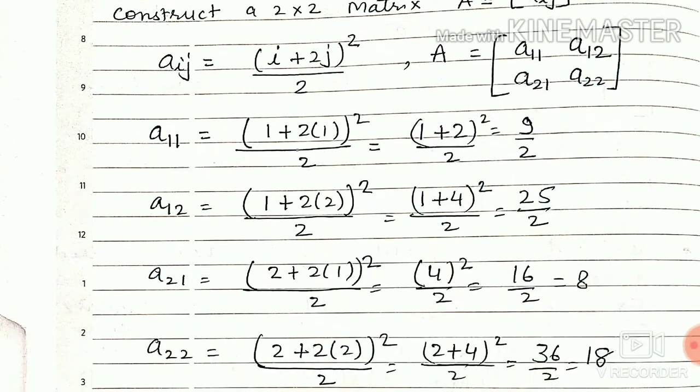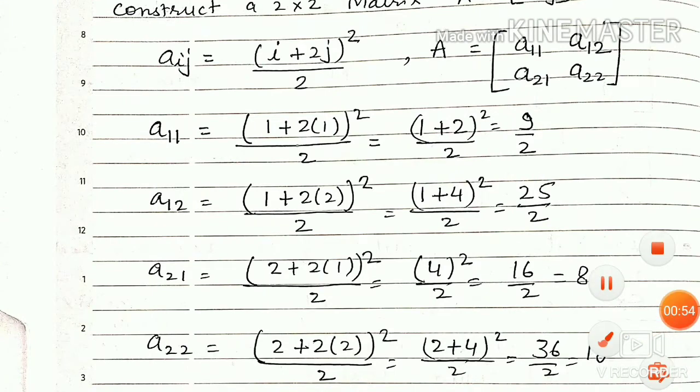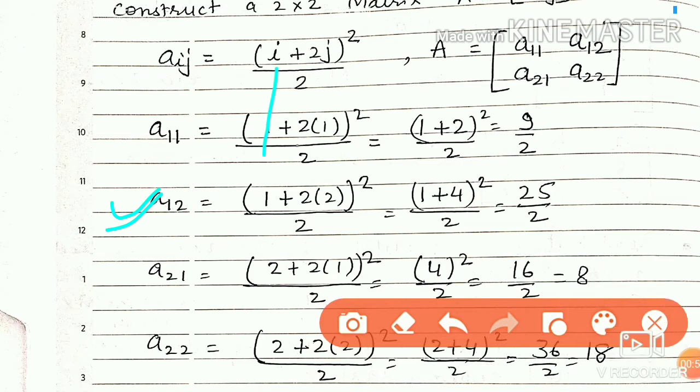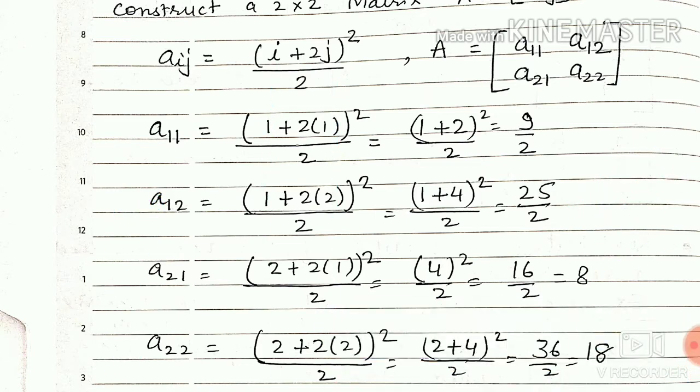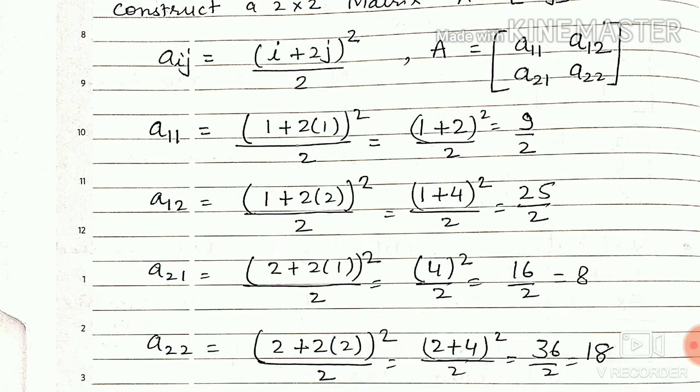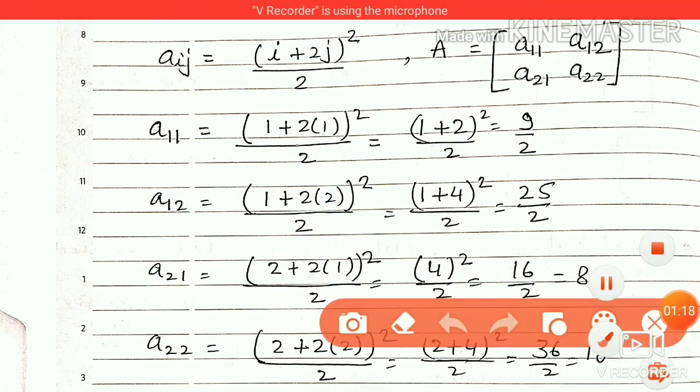Similarly, how can we find A12? A12 also we can find by putting i equal to 1 and j equal to 2, and you will calculate, you will get your answer. Similarly, A21 you can put. How can we put A21? A21 we can put by putting i equal to 2 and j equal to 1 and calculate, you will get the answer 8. Similarly, you have to find the value of A22.